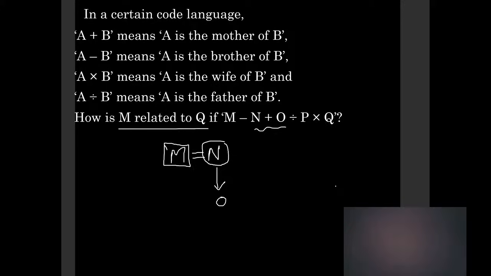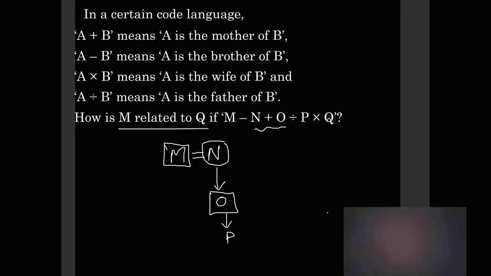Okay, next. O divided by P. O divided by P means O is father of P. So as O is father of P, O is a box, with a downward pointing arrow marked to P. O is father of P.